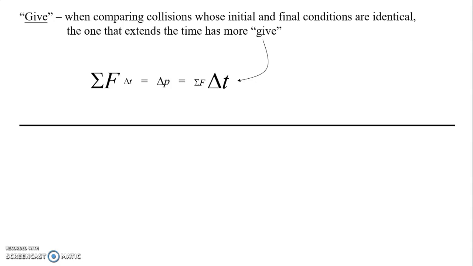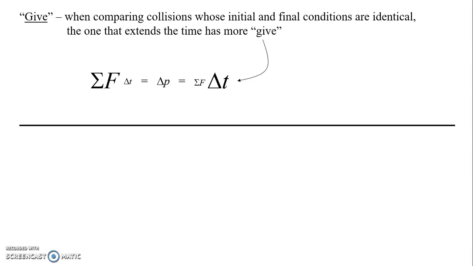If you were to hit the airbag, there's a lot of give to it, and so it would slow you down in a longer amount of time, applying less force to you as opposed to you hitting your steering wheel or hitting the dashboard or hitting the windshield. We have all these safety measures because they have more give. They extend the time, and thereby they decrease the amount of force to slow you down.